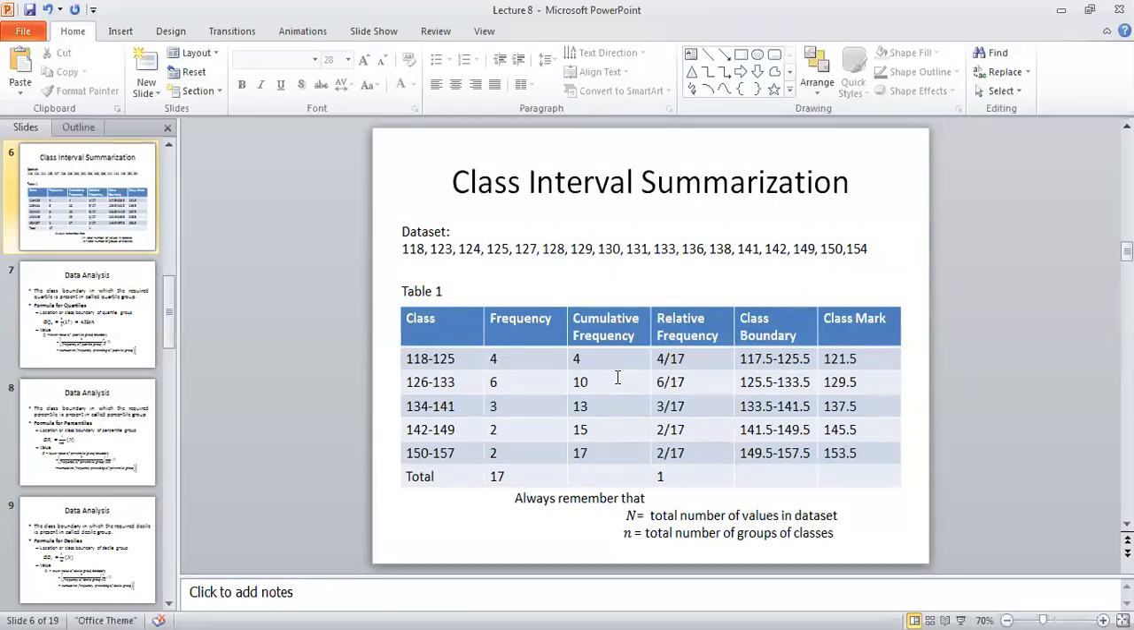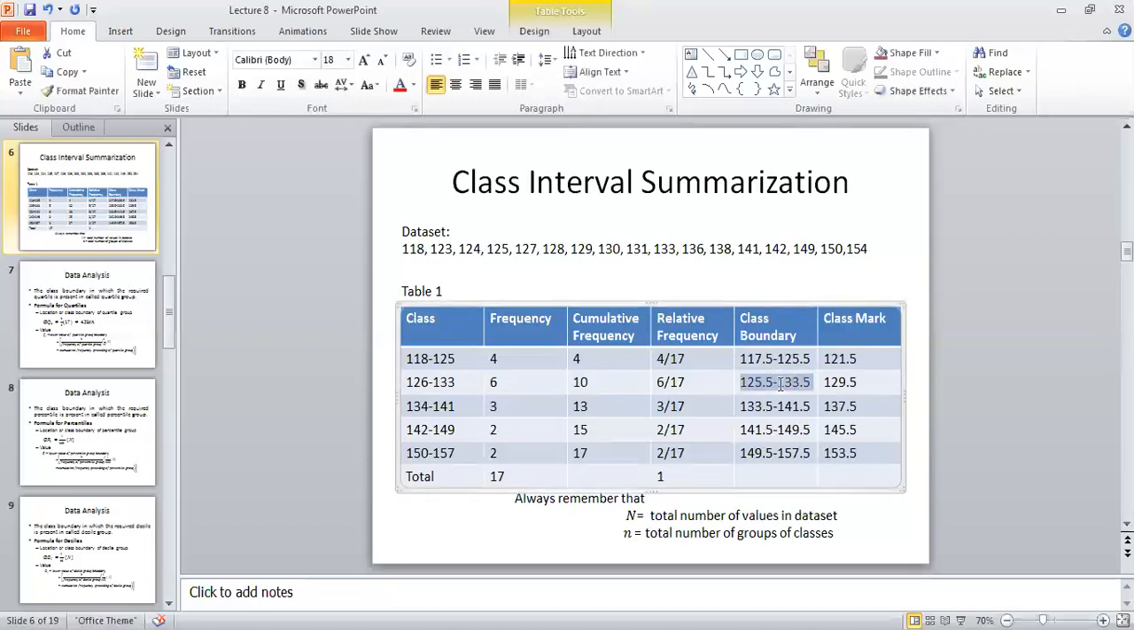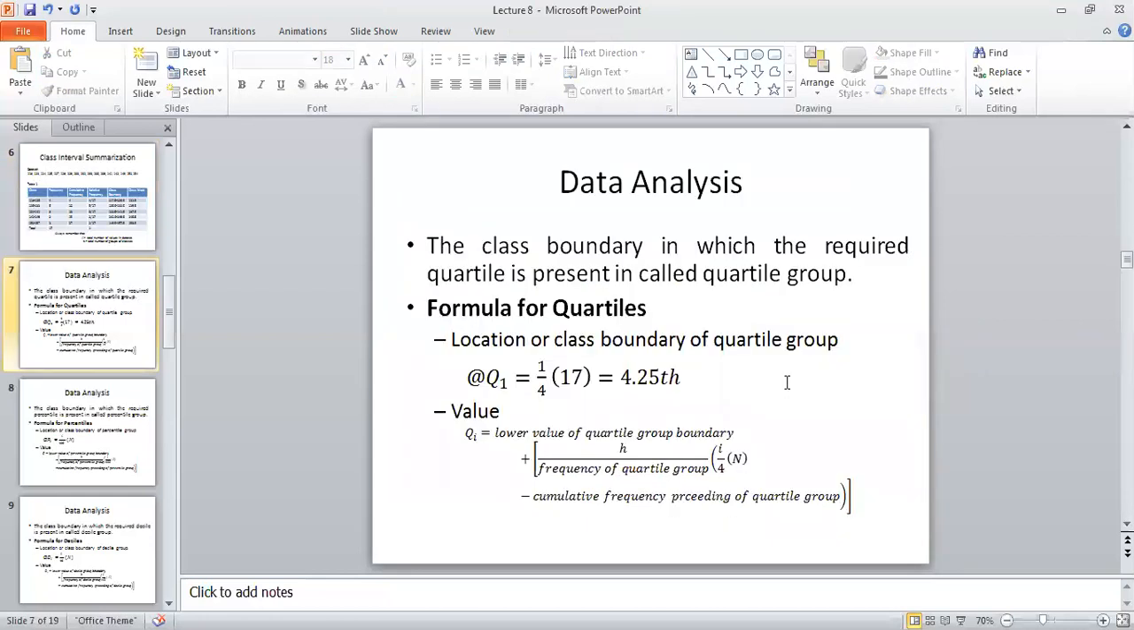So this means that this class or group is the required quartile group. This class boundary is the required quartile group class boundary. This second class, which I am highlighting, is the required class for the quartile group. Which quartile group? The one that contains the quartile 1 value. Now let's see how we are going to use this equation.